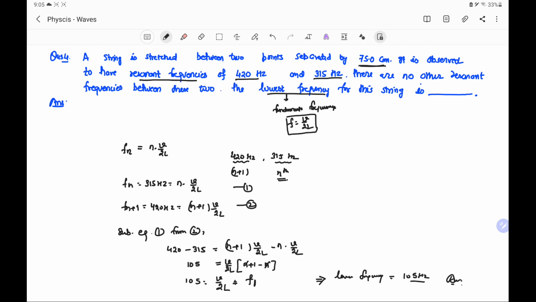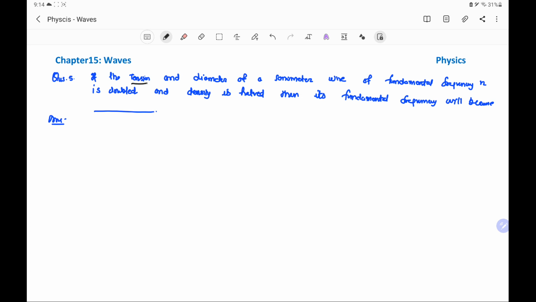This is the answer. Next question is: if the tension and the diameter of the sonometer wire, which is a stretched wire, of fundamental frequency n are doubled and density is made half, then what will its frequency become? Suppose the tension is T in the stretched string of the sonometer wire, diameter is D of the wire, and fundamental frequency is n as per the given question.